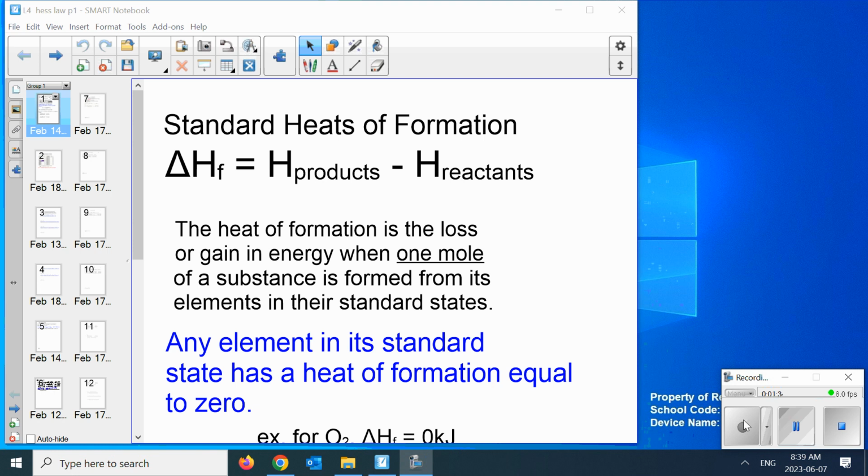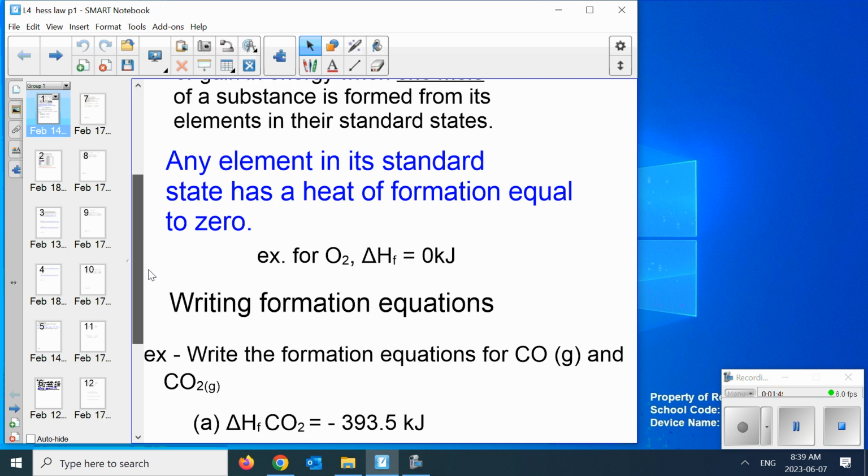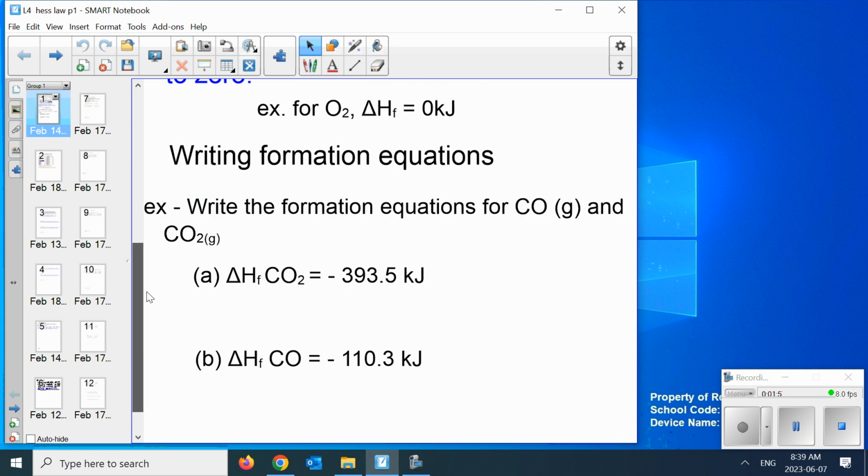One thing is you'll look up stuff and you'll say, oh, oxygen isn't on this table. Why not? Any element in its standard state has a heat of formation equal to 0. So you won't find those on the table because it's an element. For oxygen, the heat of formation is 0. We just assume that's the base level change in energy.